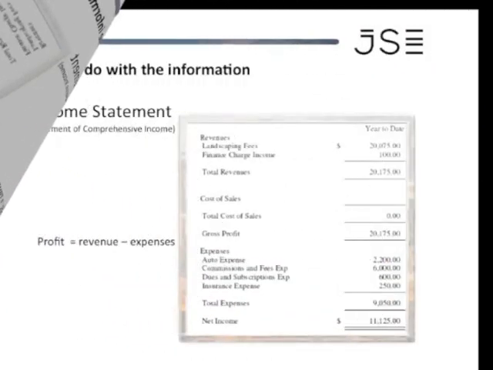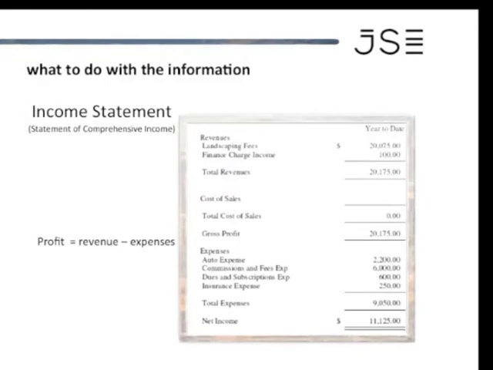Then we move on to the income statement. The income statement is where you can get information, as I said, on the profit of the company. Profit is also referred to as net income. And that's basically the revenue. Another word for revenue is sales. Another word for sales is turnover. And you take the revenue number, and when you subtract the expenses, that gives you your profit.